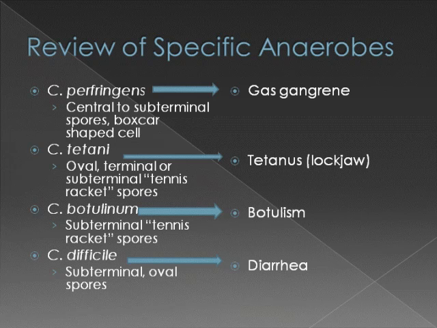It has oval, terminal, or subterminal spores, often shaped like a tennis racket. Clostridium botulinum causes botulism. These spores are also shaped like a tennis racket and are usually subterminal. And then finally we have Clostridium difficile, which causes diarrhea. The spores on Clostridium difficile are subterminal and oval.